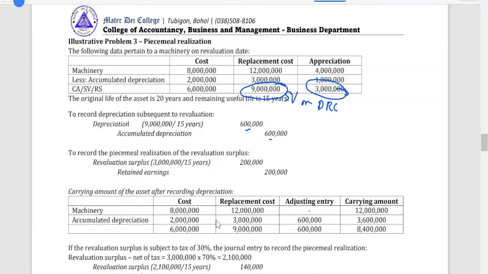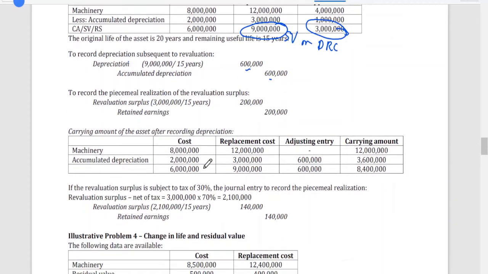What will be the carrying amount now after we posted these entries? For your machinery, we don't have any entry, so there's no adjustment. But we have the accumulated depreciation credit, so therefore increase ang accumulated depreciation. It becomes 3,600,000. Then our sound value here will become 8,400,000 because our accumulated depreciation has increased. So 12 million minus 3,600,000, that would be 8,400,000.